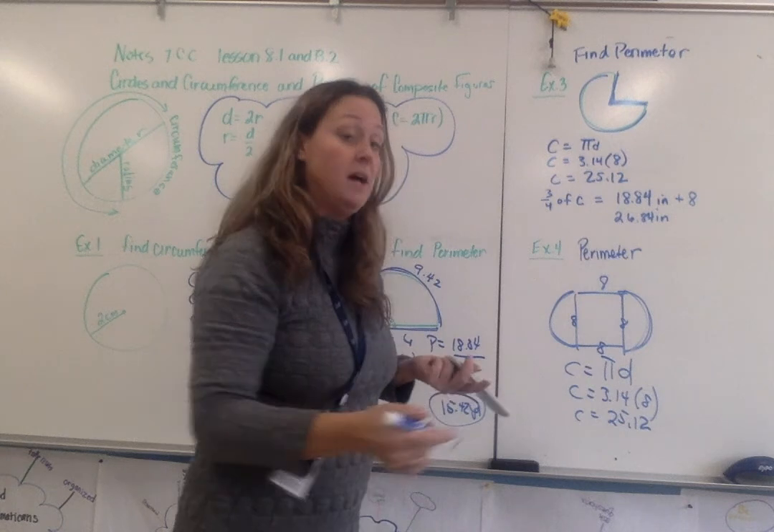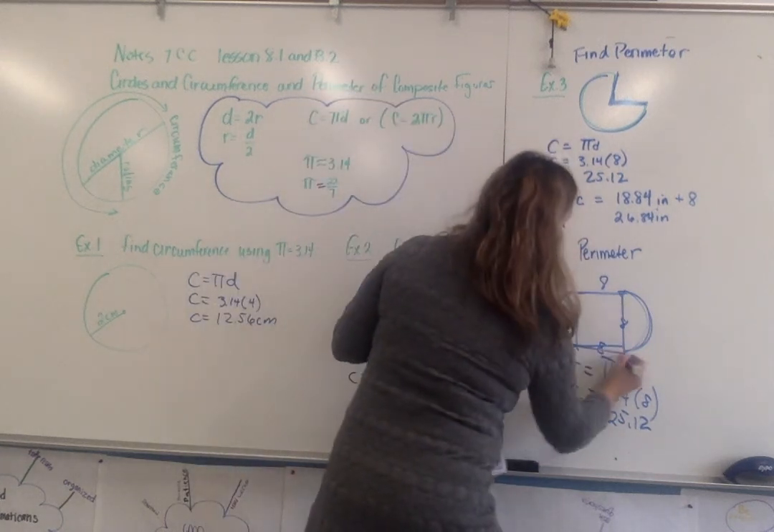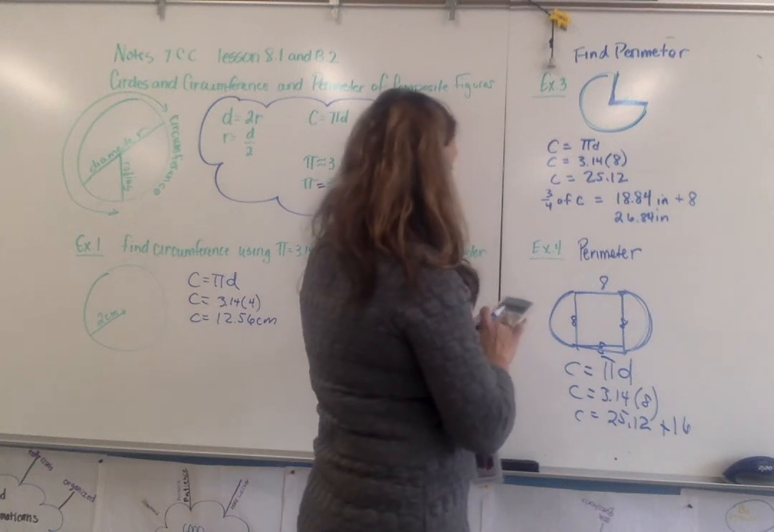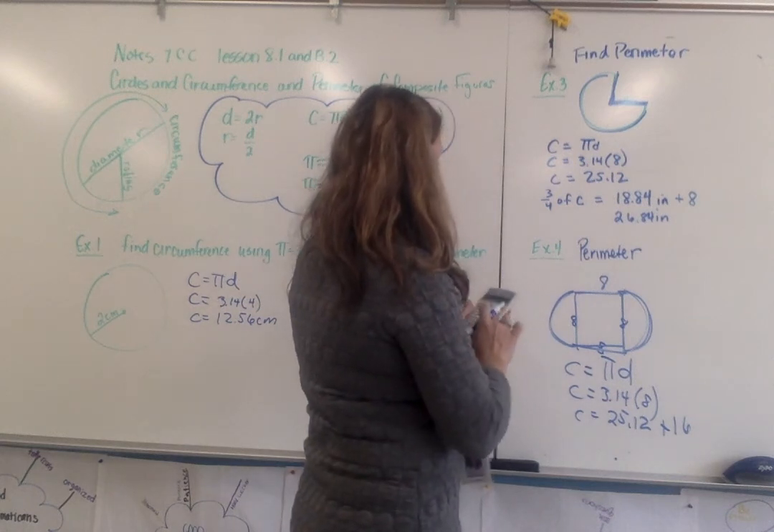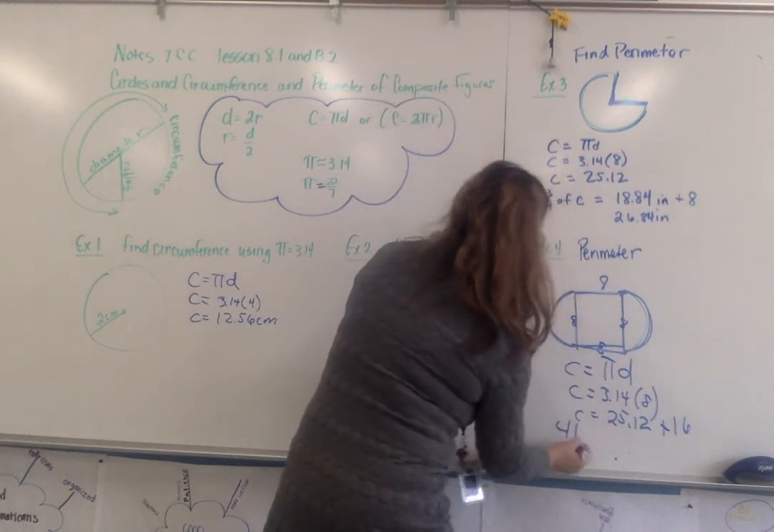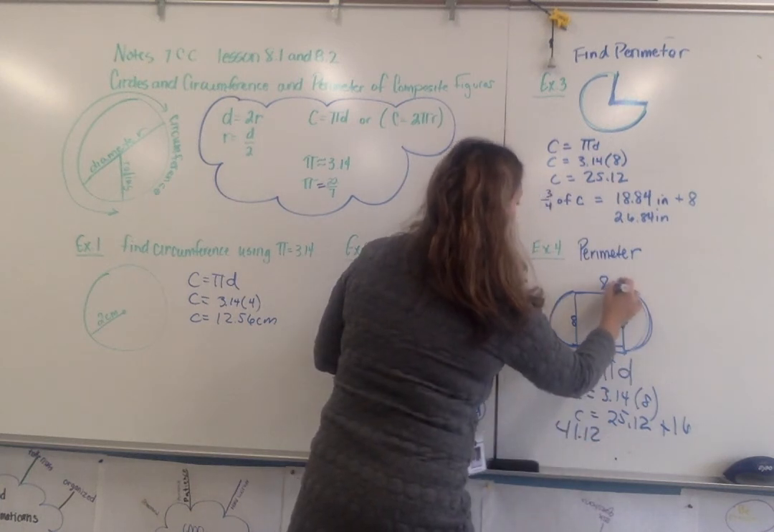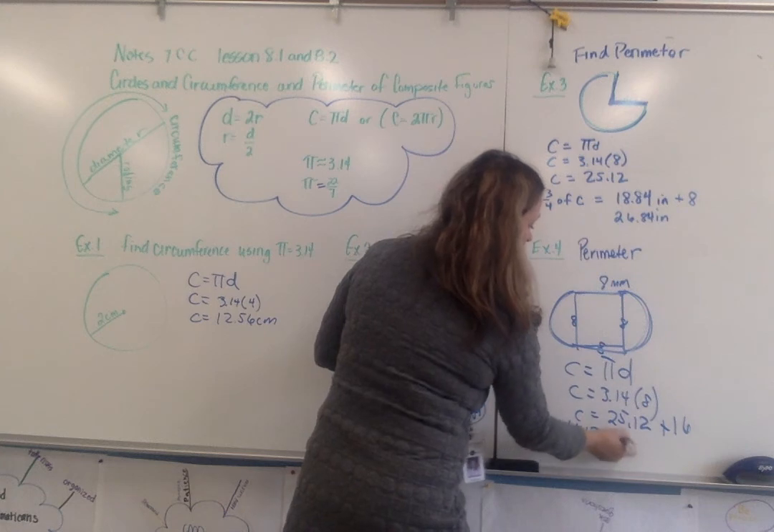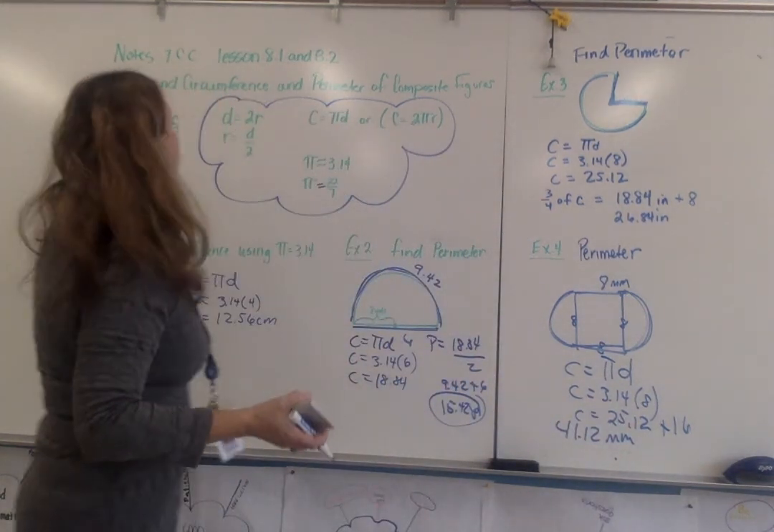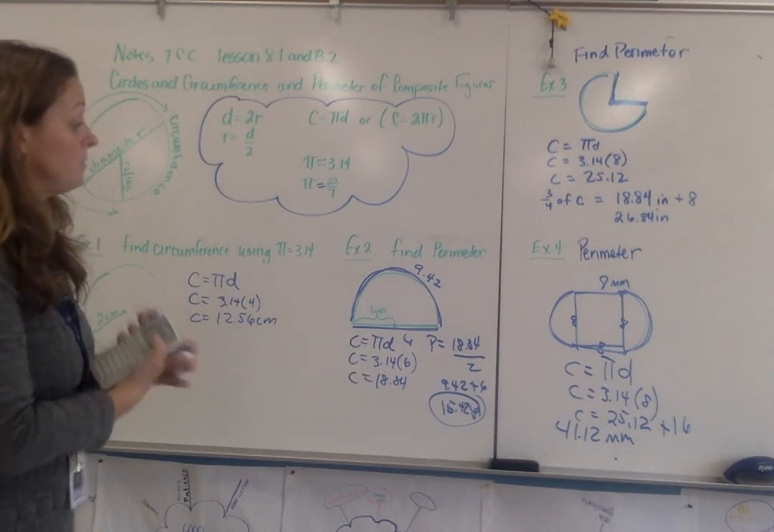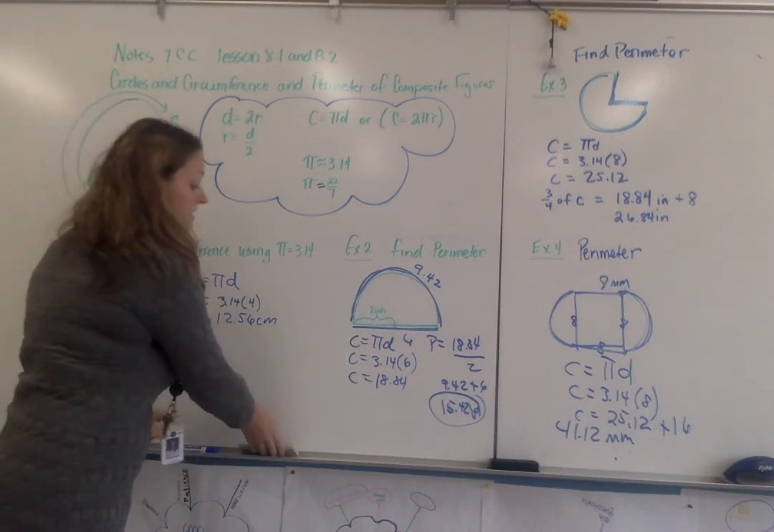And then because it's a composite figure, I have to add on 16. So I'm going to take that 25.12 plus my 16 for an answer of 41.12. I didn't put units on it, so let's make them up as millimeters. All distances. You need to be familiar with these formulas. You need to be familiar with working back and forth between perimeter and circumference, radius and diameter.